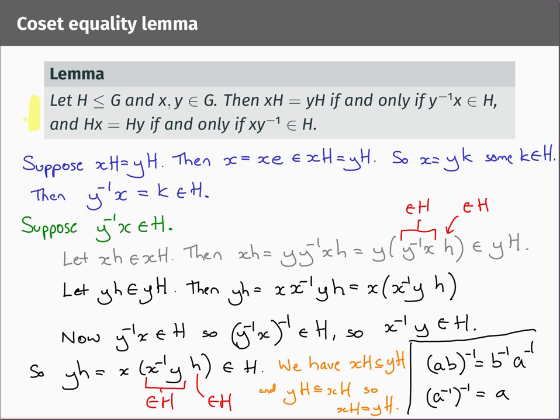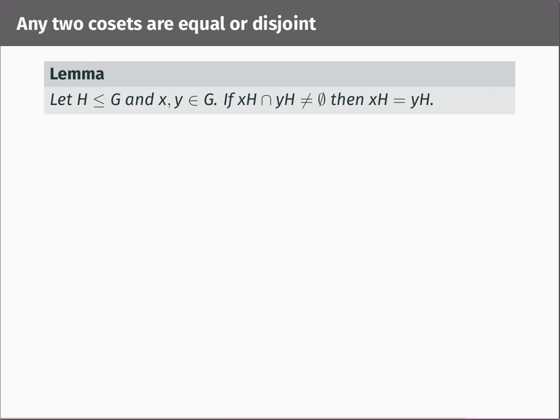This lemma is going to be referred to, in fact referred to several times, by the name the coset equality lemma, because it tells you when two cosets are equal. So here's another result which is going to be useful to us. It tells you that any two cosets are either equal or they're disjoint. That means they intersect in the empty set. They don't have any elements in common. So the way we're phrasing this is by saying that if they have an element in common, then they must be equal.